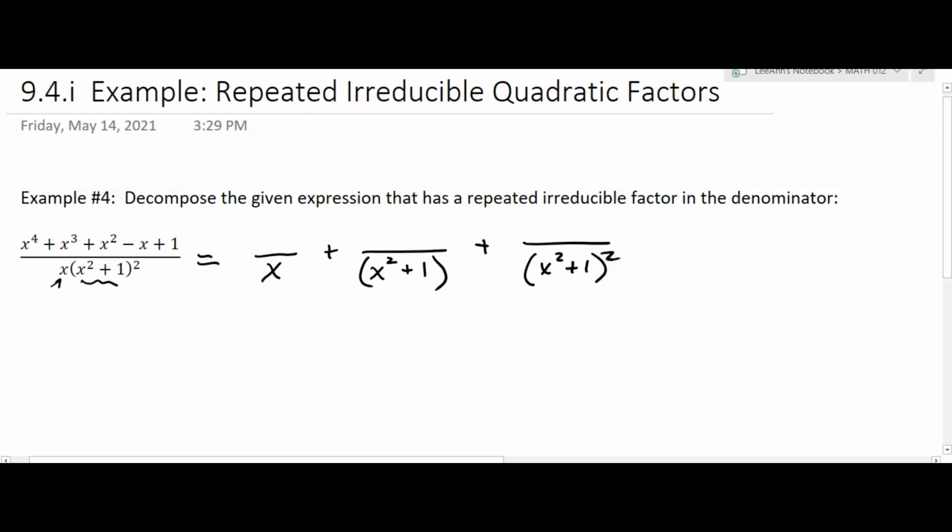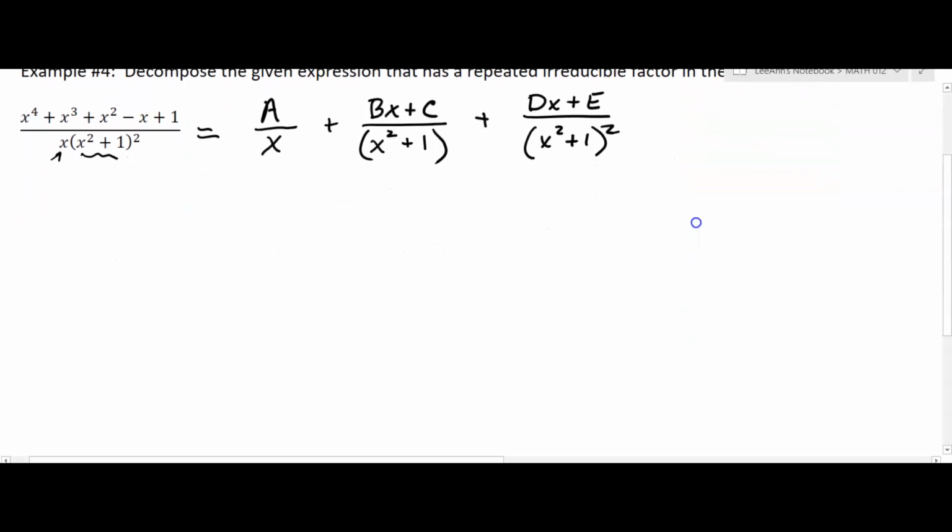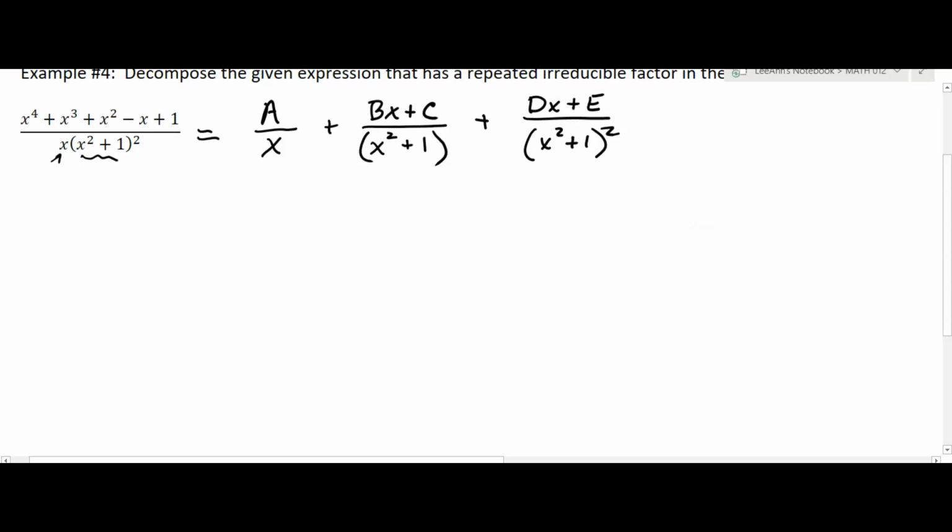Now we go to write the numerators. So we're going to have a, just a constant, because it's got to be a degree less than that linear denominator. But here we can have a bx plus c. And then here we can have a dx plus e. And we just keep using the letters of the alphabet, and we're not going to have more than 26 letters, so terms to account for. Okay, so that's the setup. It's really all in this setup.